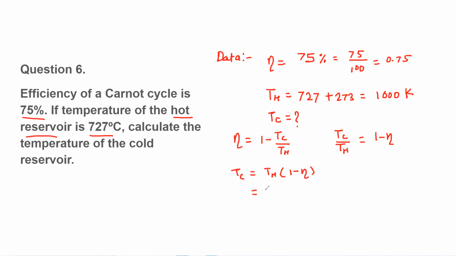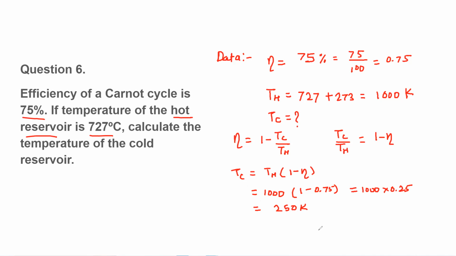TH is 1000 and 1 minus eta, efficiency, which is 0.75. So 1000 into 1 minus 0.75. Again 1 minus 0.75 is 0.25, and 0.25 into 1000, which is 250. This is temperature. So our answer is in Kelvin.